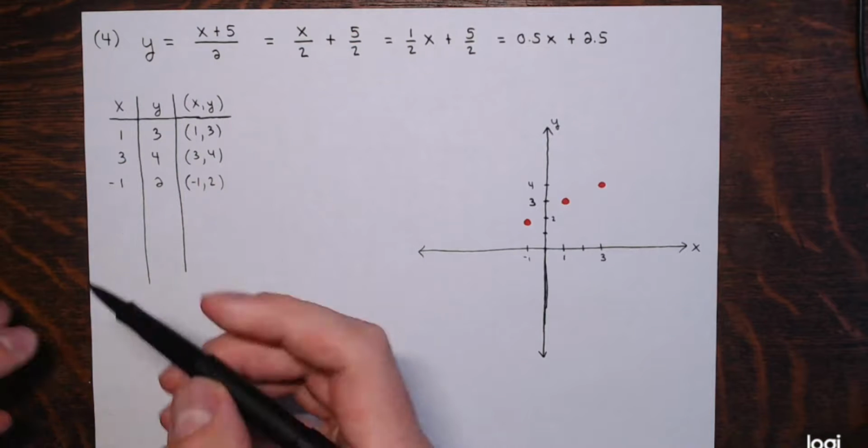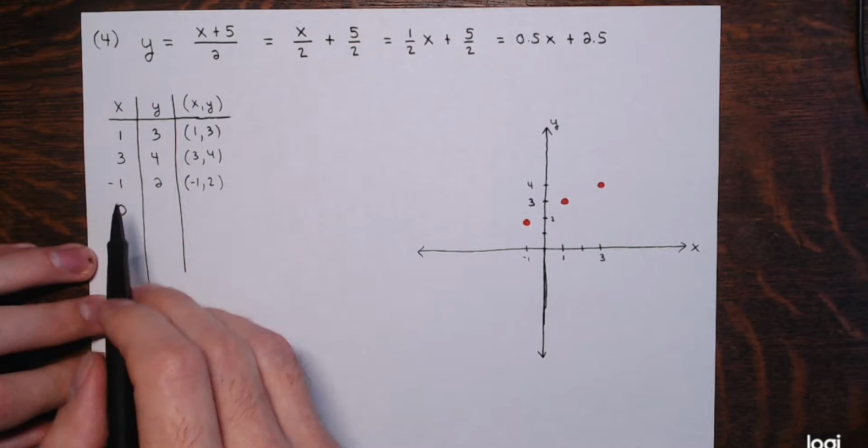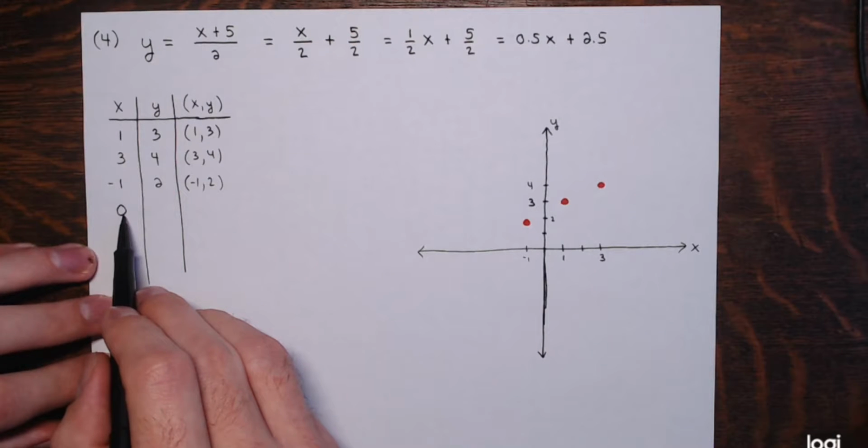And tell you what, I've been plugging in 0 for x for all these. Let's see what happens if I plug in 0. Now 0 is an even number. It's a multiple of 2. It's 2 times 0.